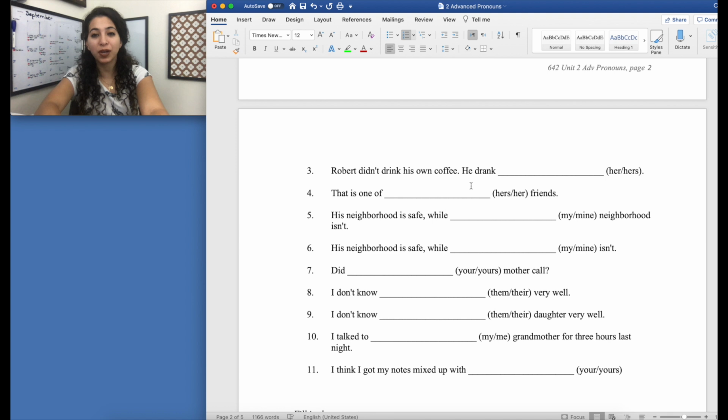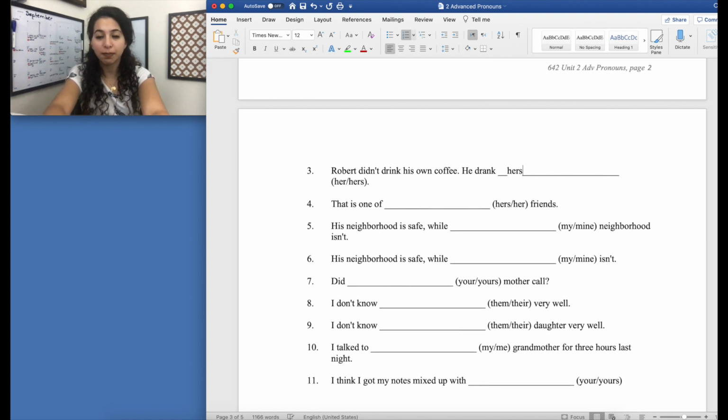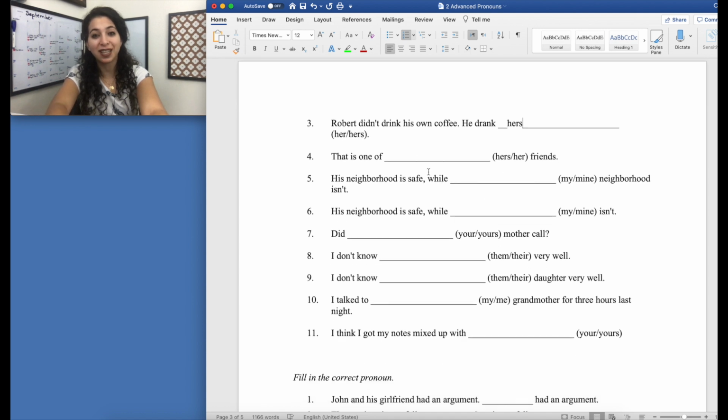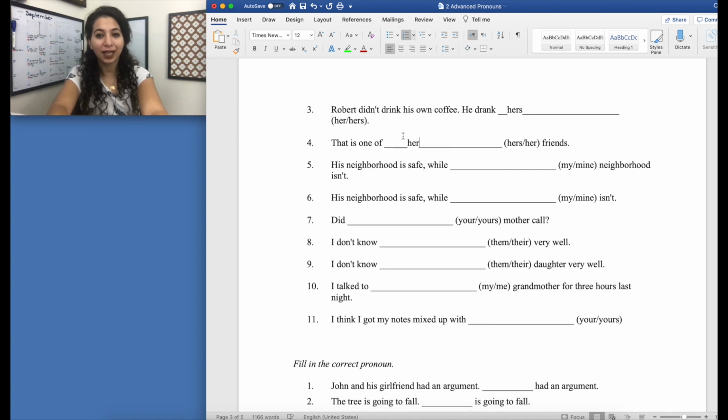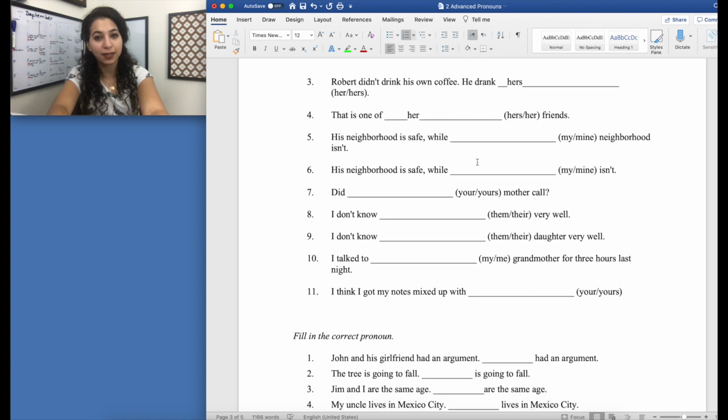Robert didn't drink his own coffee. He drank hers because the coffee is for her. It's not giving me more information about the coffee. It's just telling me that the coffee is for her. So it's a possessive pronoun. That is one of her friends. So again, this is a possessive adjective because it's modifying friend.